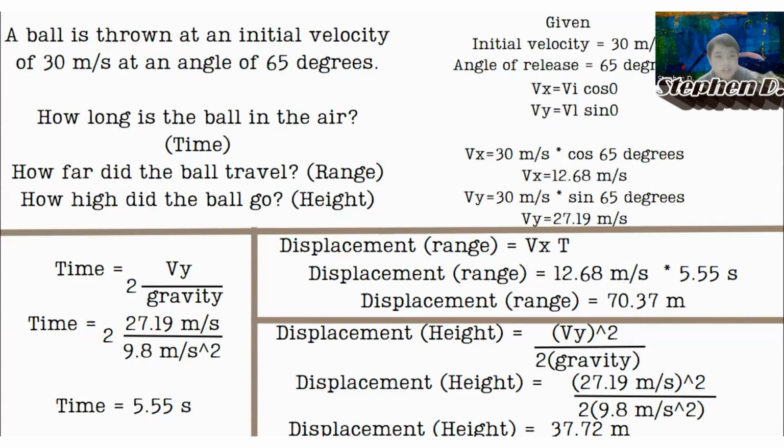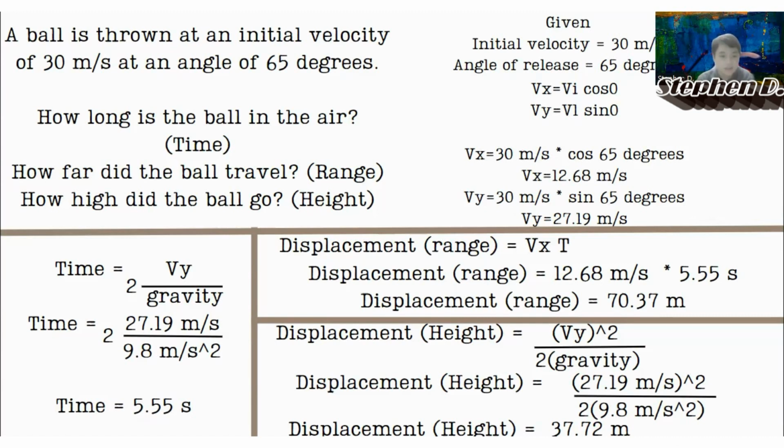How long is the ball in the air? It's talking about how long it is in the air, so it's talking about time. To solve for time, the formula is 2 times v sub y over the acceleration due to gravity, which is 9.8 meters per second squared. As you can see in the next formula, we substituted all the values we need. So we get 2 times 27.19 meters per second, which is our v sub y from the last one that we got, and we divide that by 9.8 meters per second squared, and we'll get 5.55 seconds.